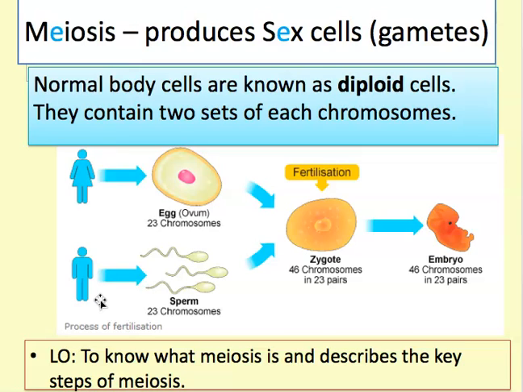So meiosis is a type of cell division, and this type of cell division allows the body to produce the gametes. So last year in year 10, you should have done mitosis, which is how the body produces new body cells, skin cells, and other cells. But this is how our body produces sex cells. So how boys make sperm and how girls make egg cells.